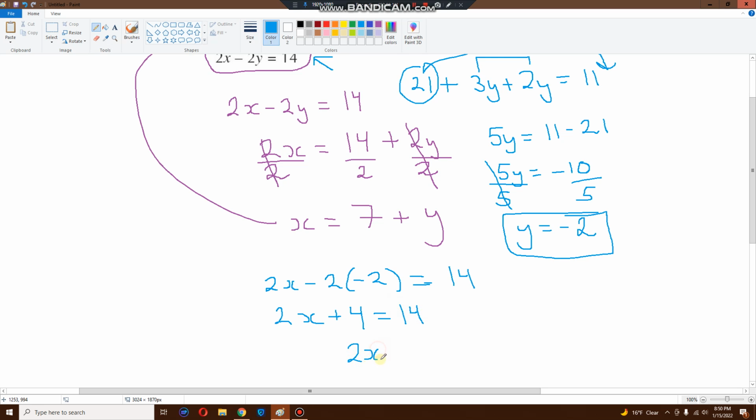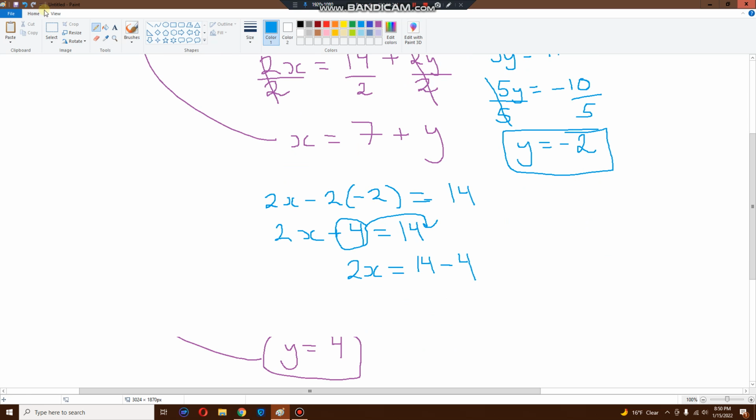2x, variable on the left, everything else on the right, 14 minus 4. Because plus 4 jumps across that equal sign, becomes minus 4. Then we get 2x is equal to 10, and divide by 2 on both sides. And we finally get x is equal to 5.